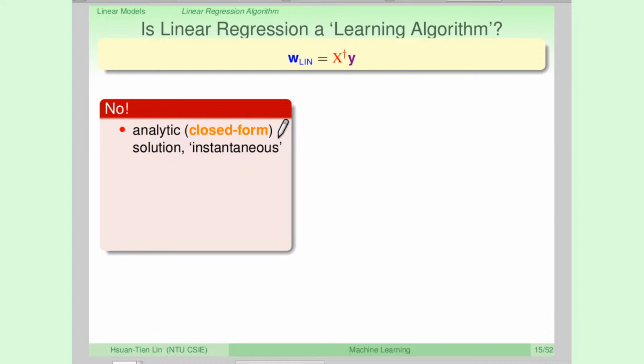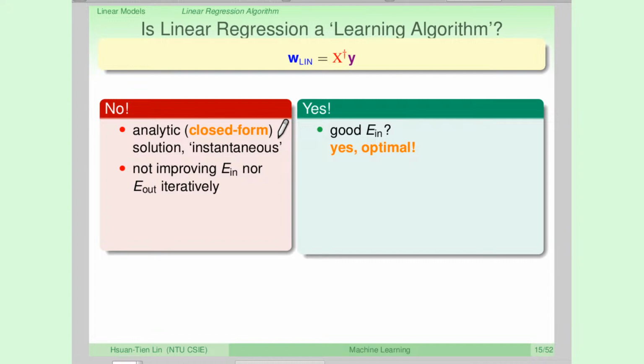For example, if you are computing the average of a bunch of numbers, you write a for loop to compute that, boom, you get the solution. It doesn't look like learning. And it is not clear whether we're improving E in or E out iteratively, meaning we're just doing one step. There's no iteration. We're not gradually improving or eventually improving like PLA.